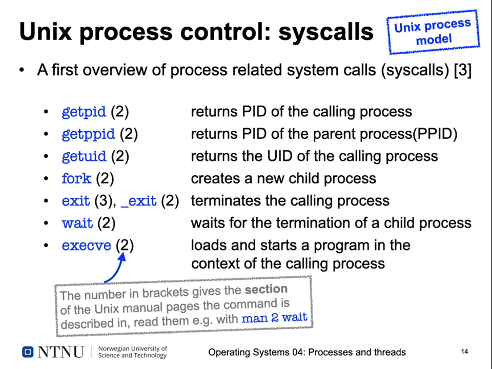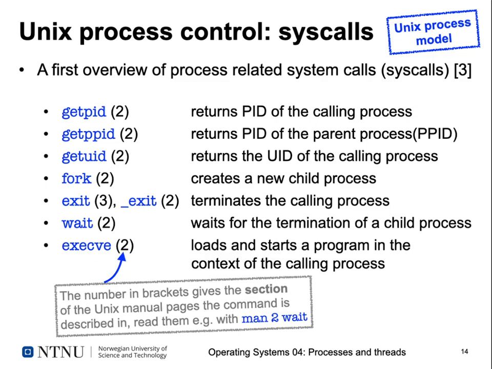Now, the very special situation in Unix is that you actually can create new processes using fork. But fork creates a child process that is almost identical to the process that created it. So what this means is that using fork alone, you can just create an almost identical copy of the process that called it.